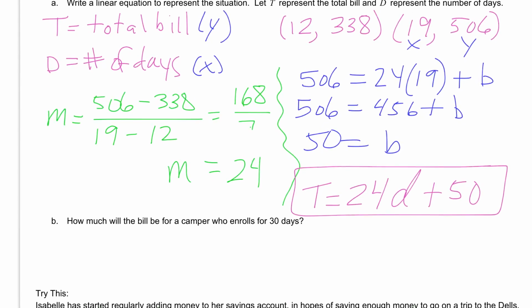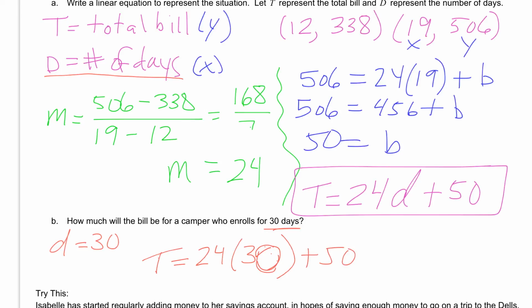If we take a look at part B, it says how much will the bill be for a camper who enrolls for 30 days? Since we're looking for days, and days is our variable up here, we know that D is equal to 30. And we're going to take this 30 and plug it in for our variable in the equation we just found. So that means T equals 24 times 30 plus 50. 24 times 30 plus 50 will give us 770. And so our answer here would be $770.